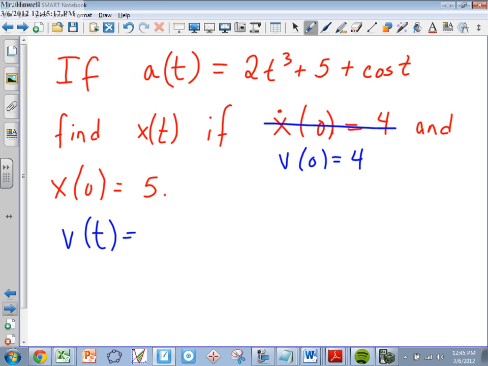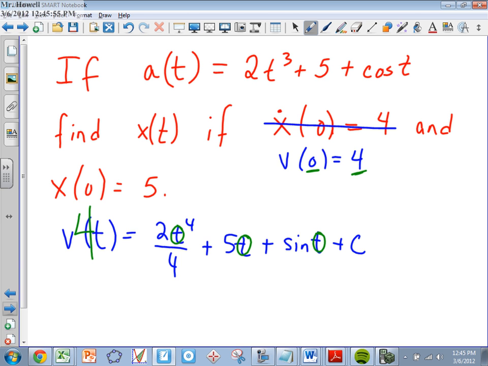So the general velocity function, as many of you noticed, comes out to be 2t to the 4th over 4 plus 5t plus sine t plus c. Okay, everybody got this? You reduce this to 1/2 here. Now, c turns out to be 4 again for this one, because I gave you the same condition. Again, the velocity at 0 equals 4. So plug in a 0 here, a 0 here, a 0 here, and a 4 over here. You're going to get 0 plus 0 plus 0 plus c equals 4. So c equals 4.